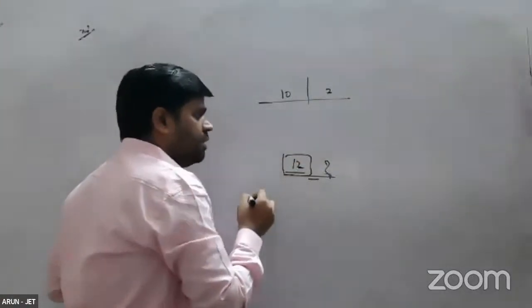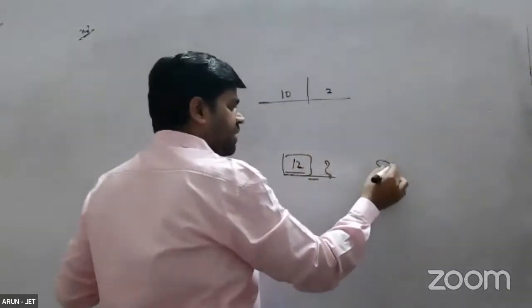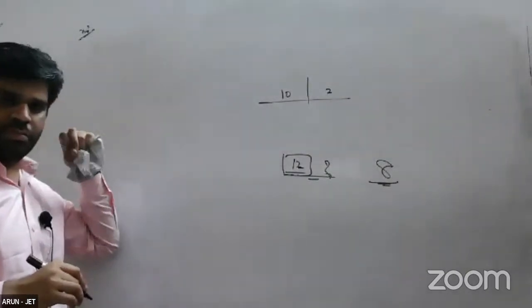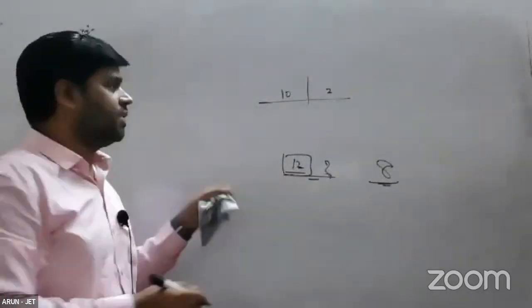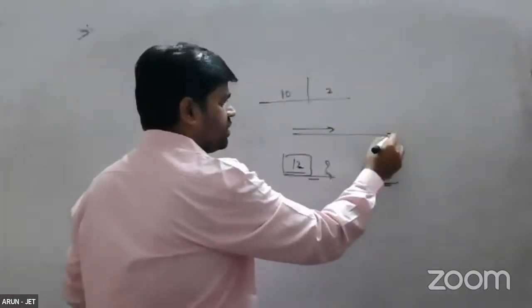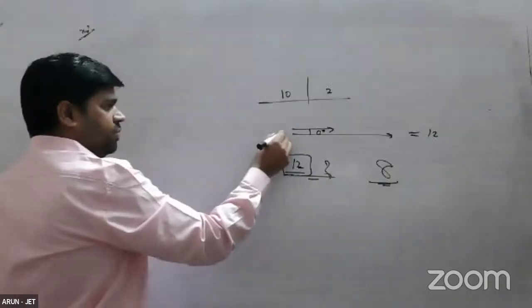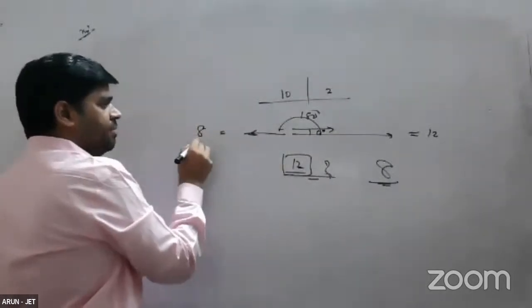180 degrees? We need the sum to be 12. 120 degrees? 0. Then when is the resultant 8? When it is 180 degrees, you'll get 8. When it is 0 degrees, you'll get 12. See, 2 is this way and 10 is also this way, so you get 12. When 2 is this way and 10 is that way, the angle is 180, then I get 8.